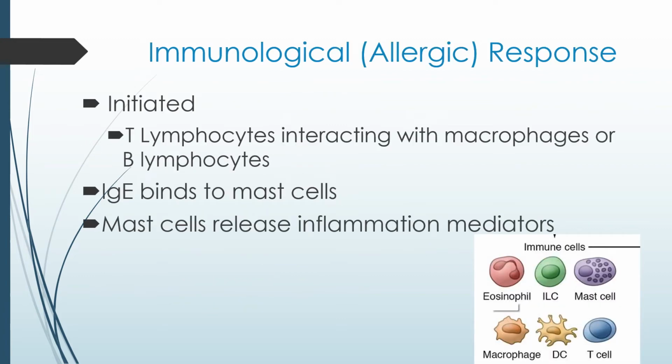Now we're back to the allergic response, all right? The immunological or allergic response here. When it's initiated, you're going to have that T lymphocyte that will interact with the macrophages. Your B lymphocytes are your allergic response that leads to that antigen being created. And then you're going to have IgE that will bind to the mast cells. Remember those mast cells hanging out in the lamina propria? The IgE will bind to those and release inflammatory mediators.